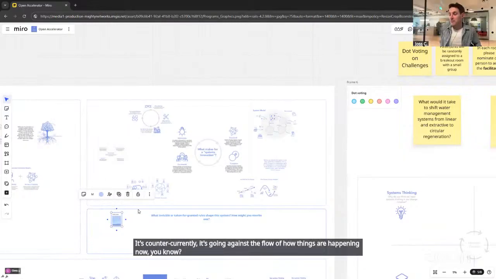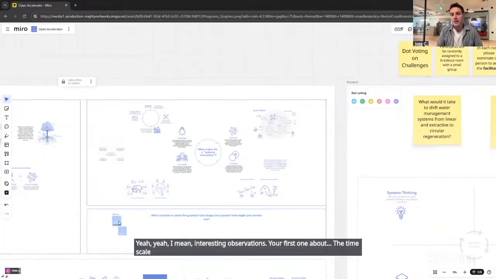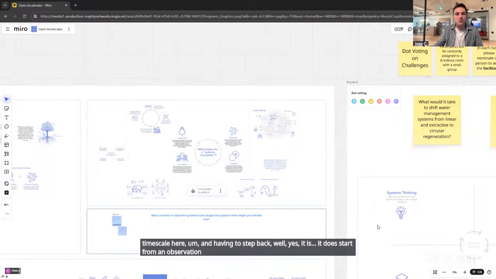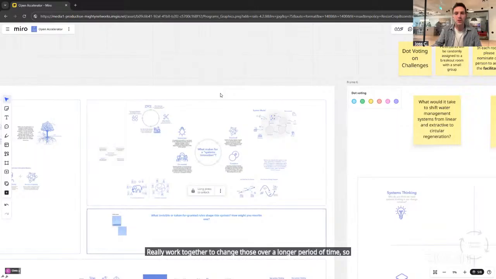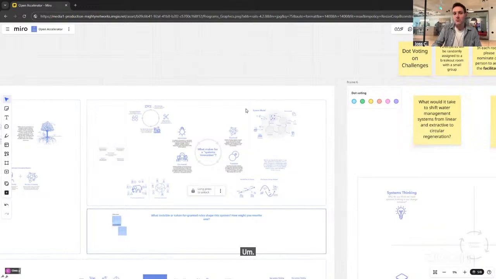Yeah, interesting observations. Your first one was about the time scale here, and having to step back. Well, yes, it does start from an observation that all these problems we have are not random things. They're actually a function of deeper systemic issues that are going on, so we don't need to just fix a whole pile of issues and speed up our fixing of those problems. We need to maybe slow down and look at the underlying systems out of which they're emerging, and think about how to really work together to change those over a longer period of time. So there's definitely that observation and a different kind of time horizon there for sure. So that's your first one.